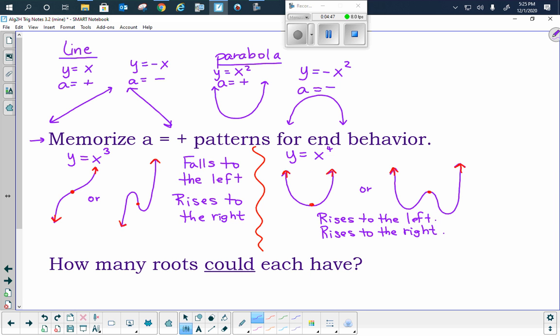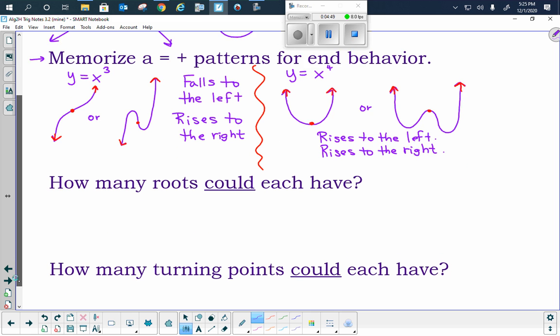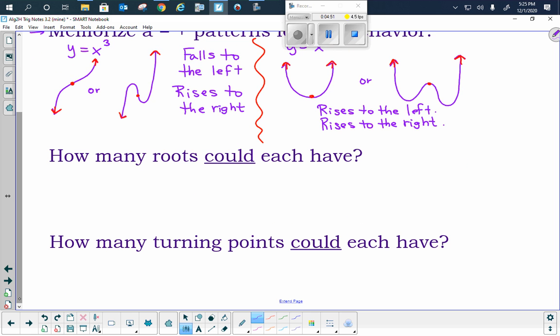Now let's talk about some patterns. How many roots, x-intercepts, zeros, solutions could each of these have? So this is a keyword, could, like we just talked about. y equals x to the fourth, we just talked about over there, the one that kind of looks like the W, could have 4 roots. y equals x cubed, the first one above, could have 3 roots.